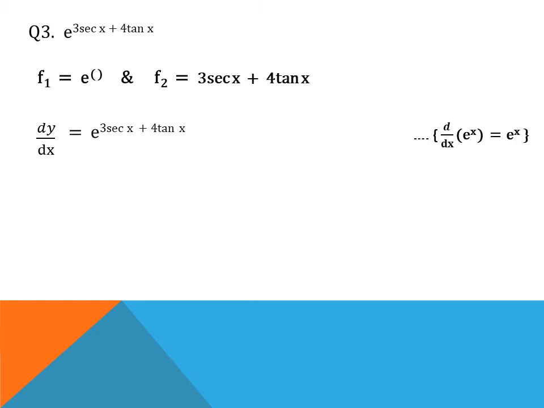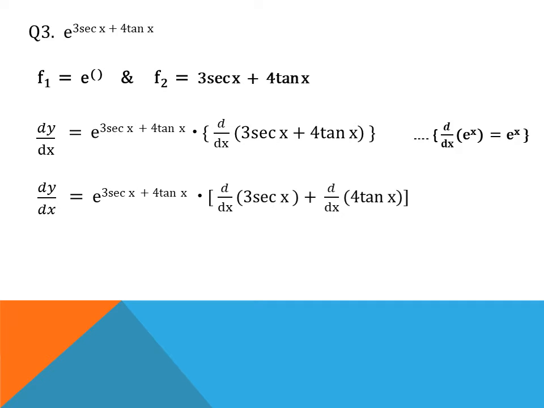Let's now look at an exponential function. So our outer function here will be e raised to 3 sec x plus 4 tan x, and inner function will be 3 sec x plus 4 tan x. So our first step would be derivative of f1, which would remain the same since the derivative of e raised to x is e raised to x itself, then multiplied with derivative of f2. So solving that further, we are left with e raised to 3 sec x plus 4 tan x into 3 sec x tan x plus 4 sec square x.